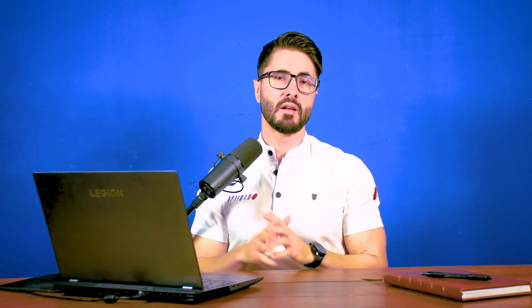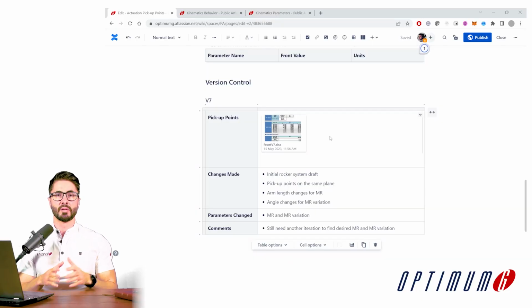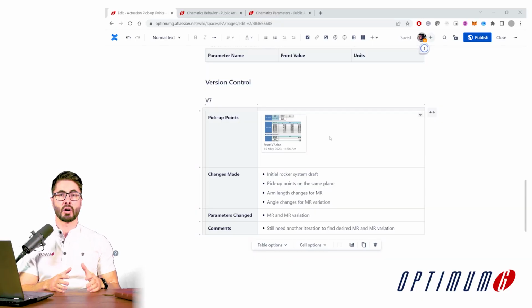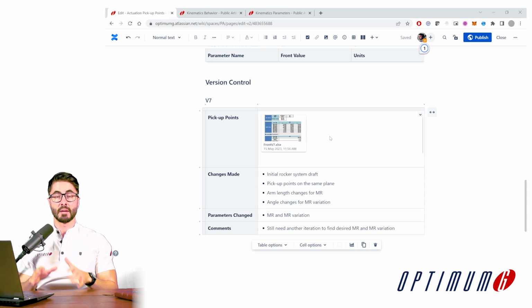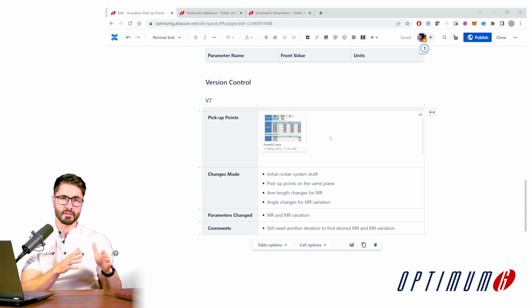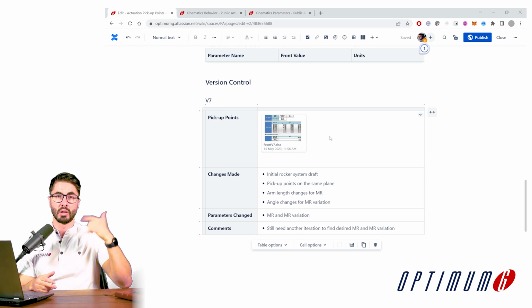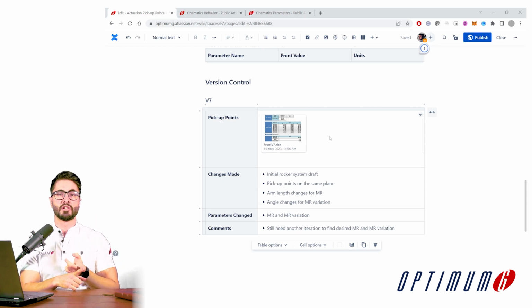This would still require a few more iterations. I'm going to leave it like that for now because in a few minutes, we're going to run an optimization to find everything at the same time. Now that we're happy with the first version of our rocker system, it's time for us to document. Remember how important it is for you to document all of the steps, so later on you understand what decisions you made and why, and what is left for you to do.